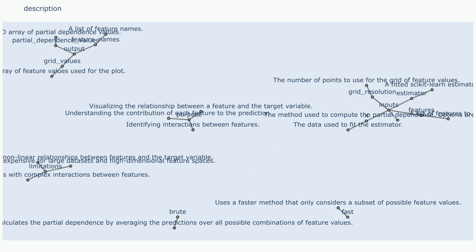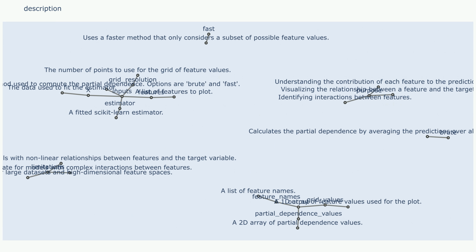Grid resolution. The resolution of the grid used for calculating the partial dependence. A value of 50 means that the partial dependence will be computed at 50 points along the range of each feature. Kind specifies the type of plot. Average means we want to see the average partial dependence across all data points. N jobs sets the number of CPU cores to use for parallel processing. -1 indicates to use all available cores. Method: the method used for computing partial dependence. Recursion could potentially be faster for models with complex interactions.